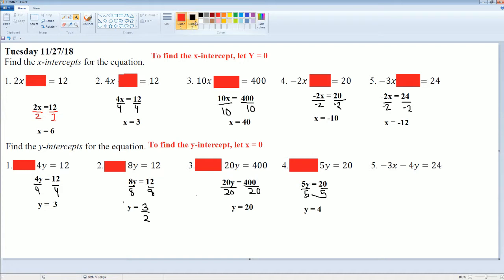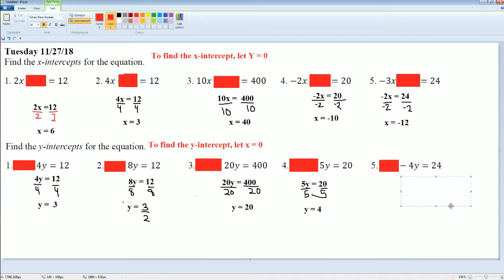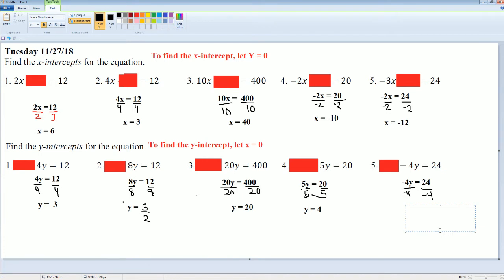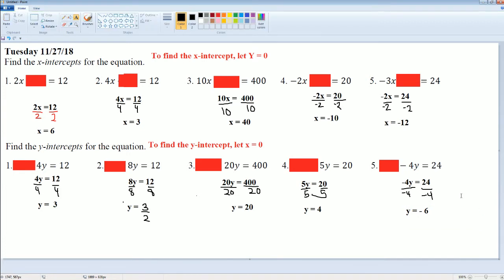Let's do the next one. Cover, x equals 0, so this disappears. This is still negative 4y is equal to 24. Now you want to divide because you're trying to get the y alone by negative 4 to both sides. Get y is equal to negative 6. There you go.